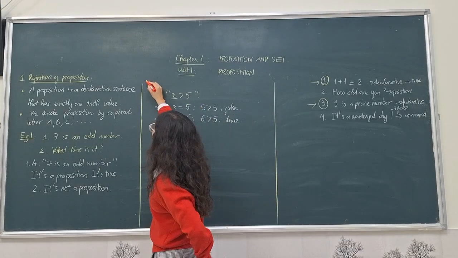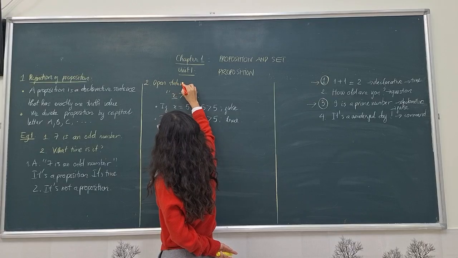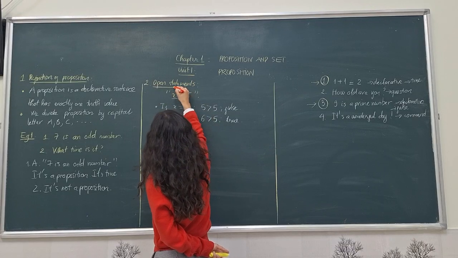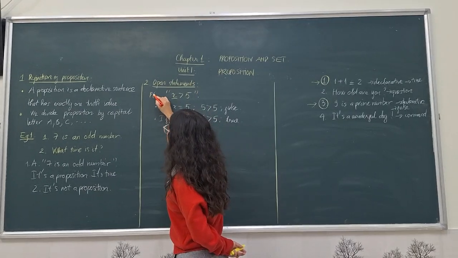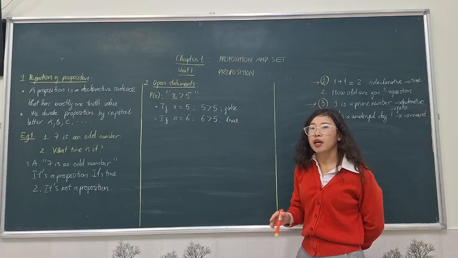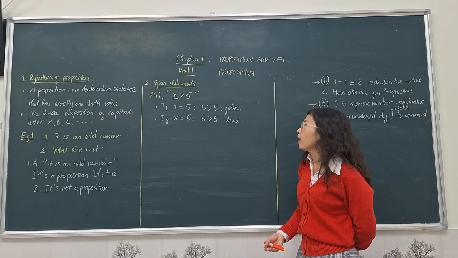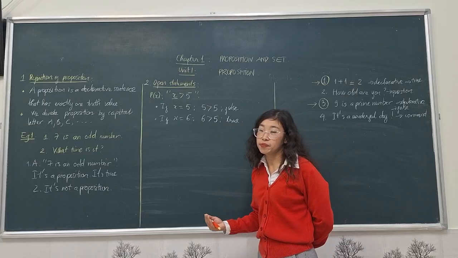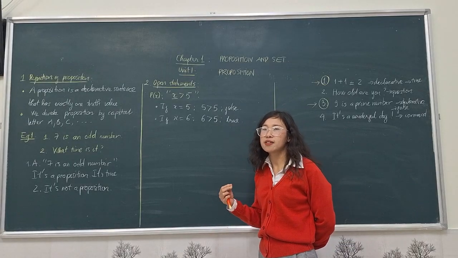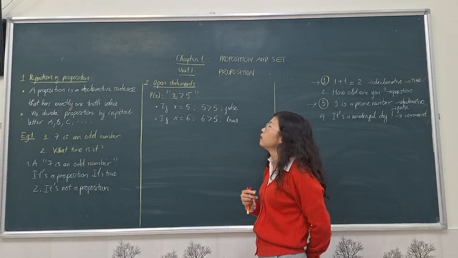Now let's move on to part 2: Open statements. We denote the statement here as P of x. It's called an open statement. An open statement is a declarative sentence whose two values depend on the values of one or more variables, like this.